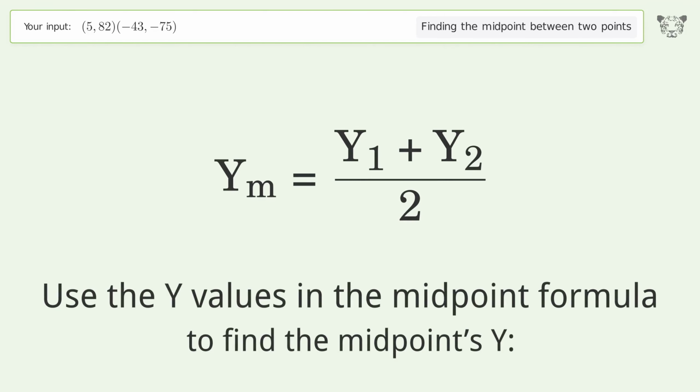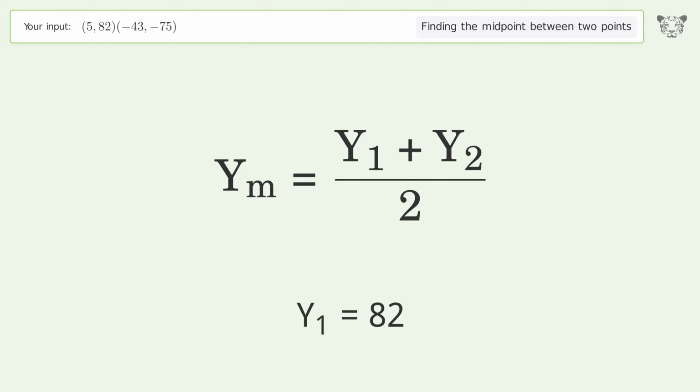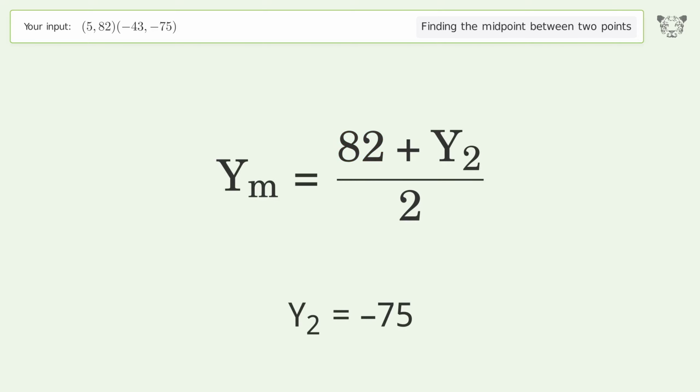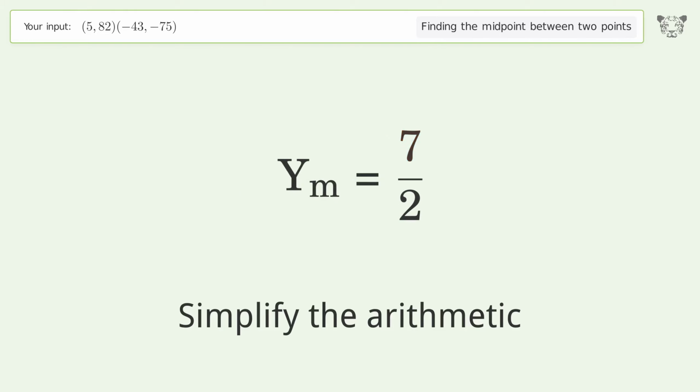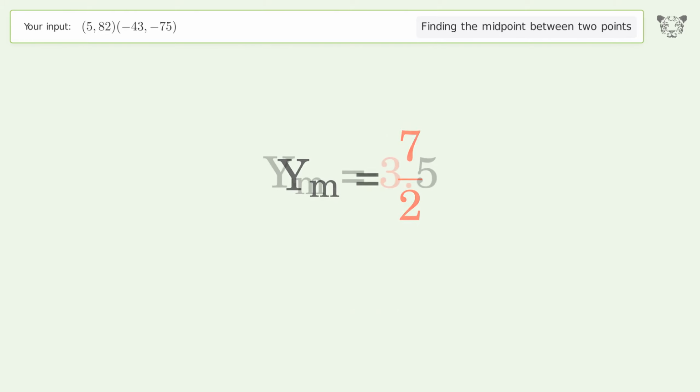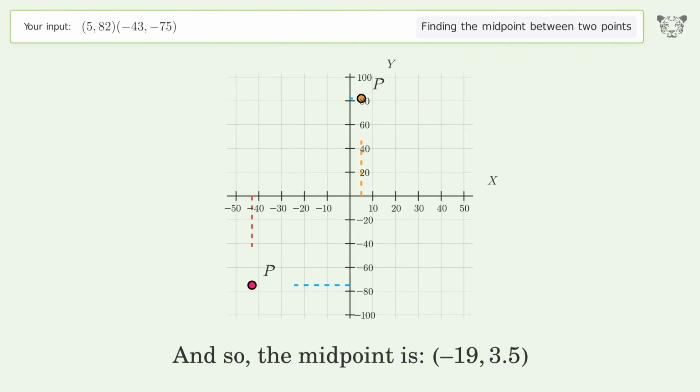Use the y values in the midpoint formula to find the midpoint's y. y1 equals 82. y2 equals negative 75. Simplify the arithmetic. And so, the midpoint is negative 19, 3.5.